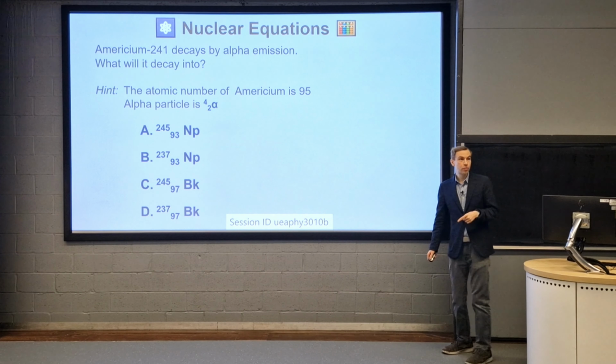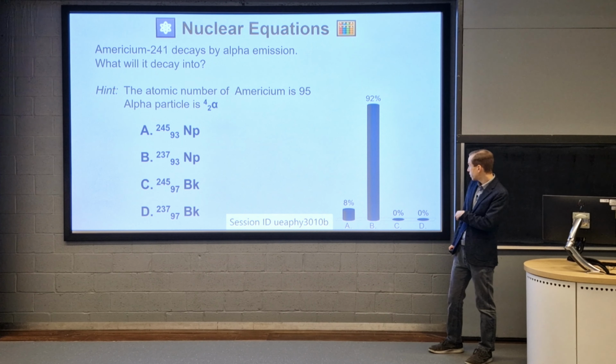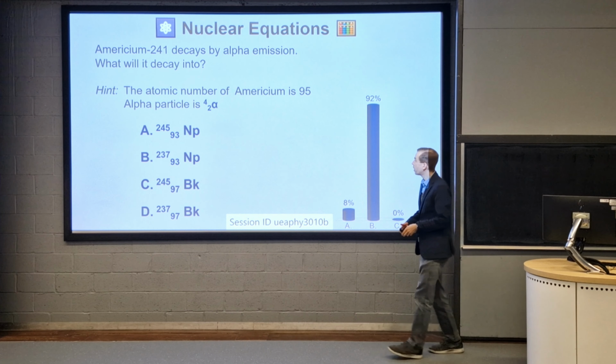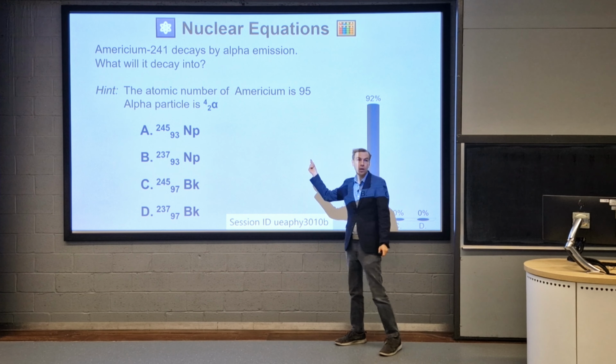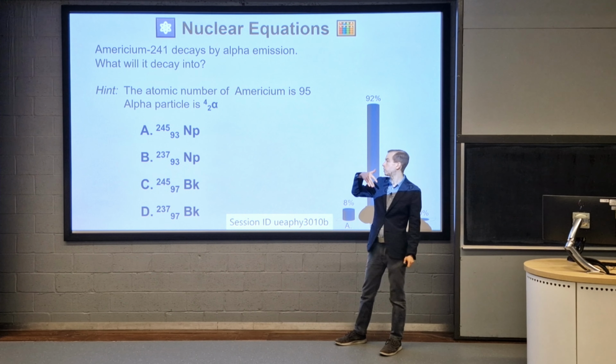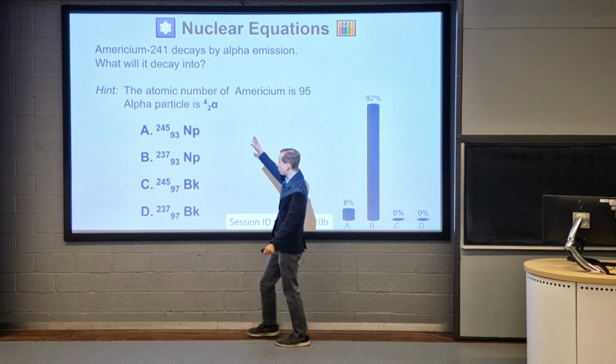All right, very good to see those responses coming in. Let's see what everybody thinks for this one. What do we get here? Okay, no one going for C or D. Looks like most people going for option B. So if we start with the atomic number of 95, and then we take away 2, it's going to have to be an atomic number of 93. So it's going to have to be one of these two.